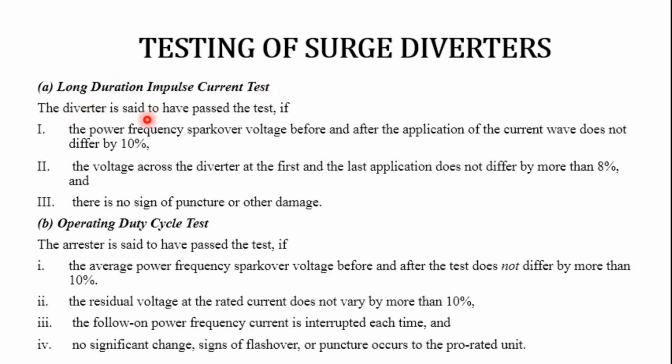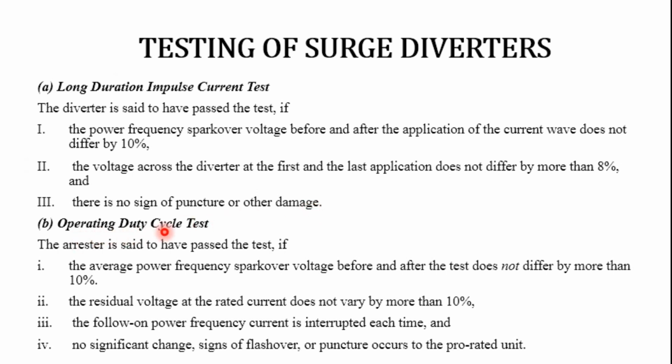The diverter is said to have passed the test if the power frequency spark-over voltage before and after the application of the current wave does not differ by more than 10%, the voltage across the diverter at the first and the last application does not differ by more than 8%, and there is no sign of puncture or damage after applying the current pulses. Then we say that it has passed.